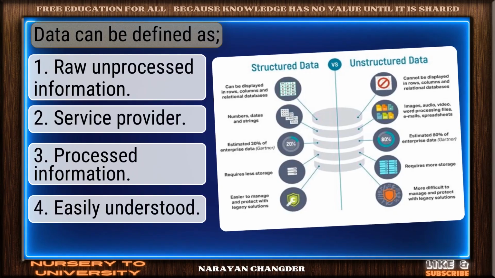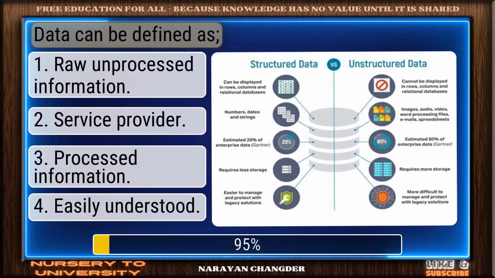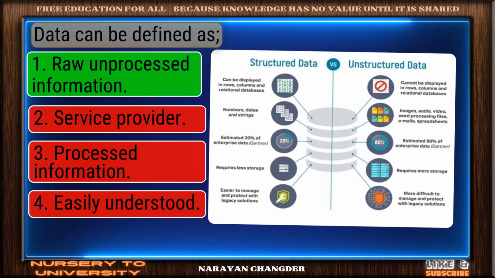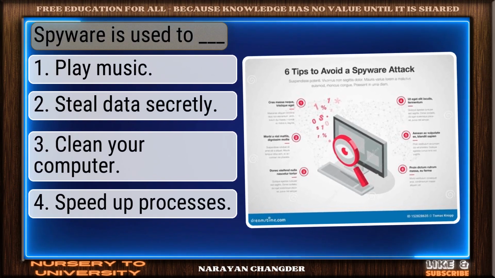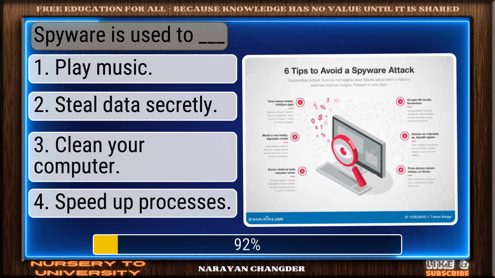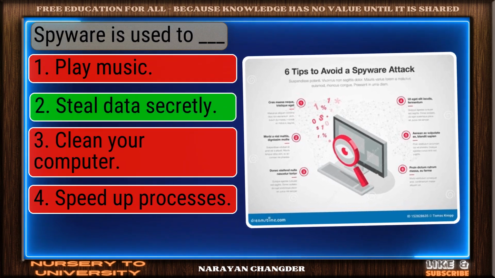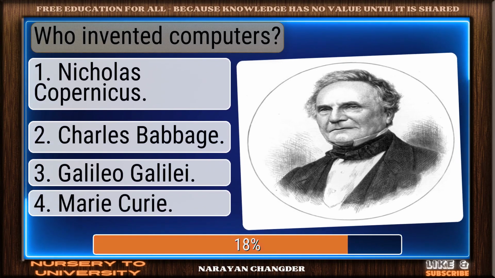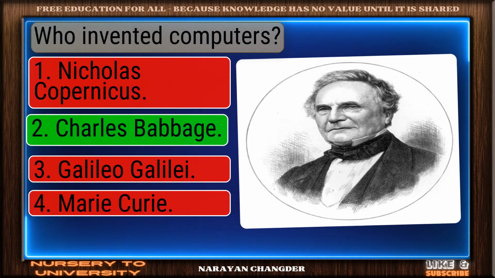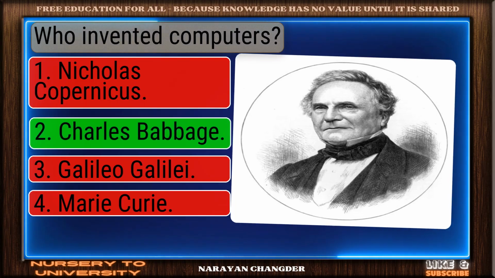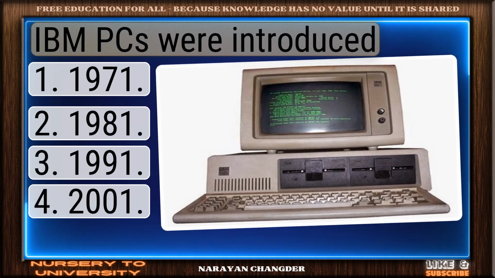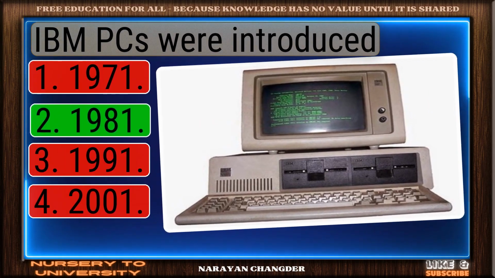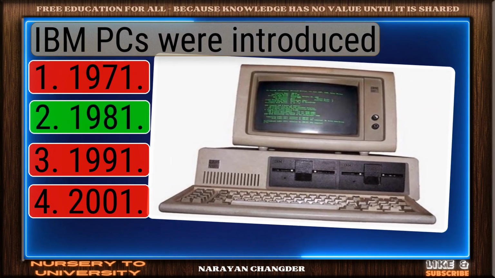Data can be defined as? Nice work. Raw unprocessed information fits perfectly. Spyware is used to dash? Well reasoned. Steal data secretly is correct. Who invented computers? Right again. Charles Babbage is valid. IBM PCs were introduced? Clear logic. 1981 is sound.